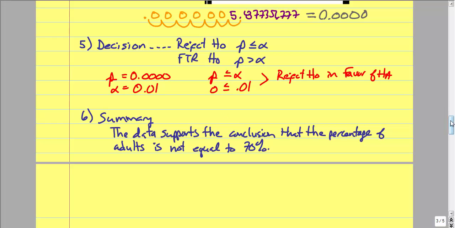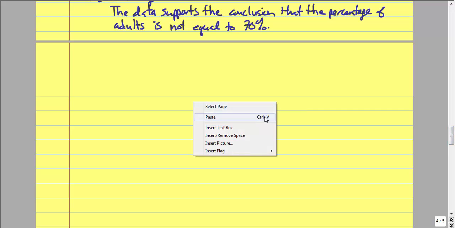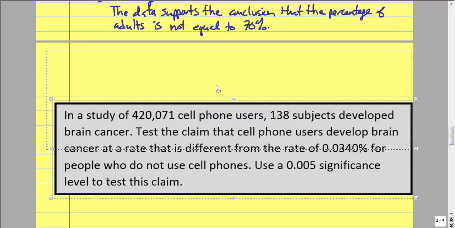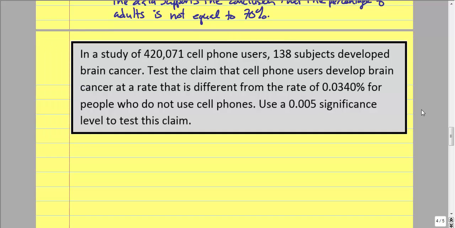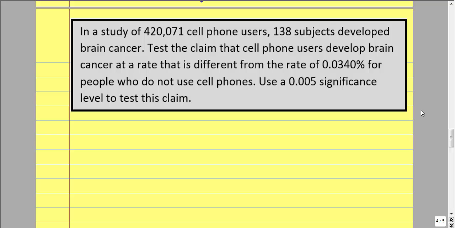Okay, on the next example, we're still working with percentages and proportions, but we'll see on this one it's really particularly important that we don't do any rounding at all because our numbers are so large and then small at the same time when we divide them out. So to get started, it says in a study of 420,071 cell phone users. So this right away tells me my sample size, 420,071. 138 of the subjects. So this is telling me my number of successes, so this is going to help me determine p hat. 138 subjects developed brain cancer.